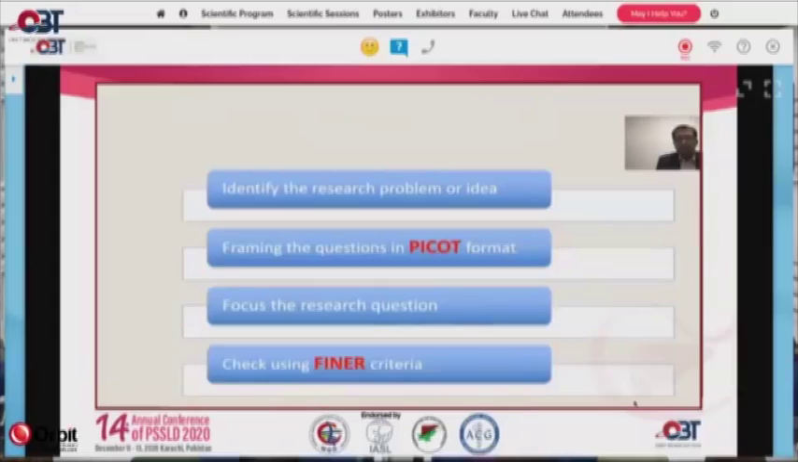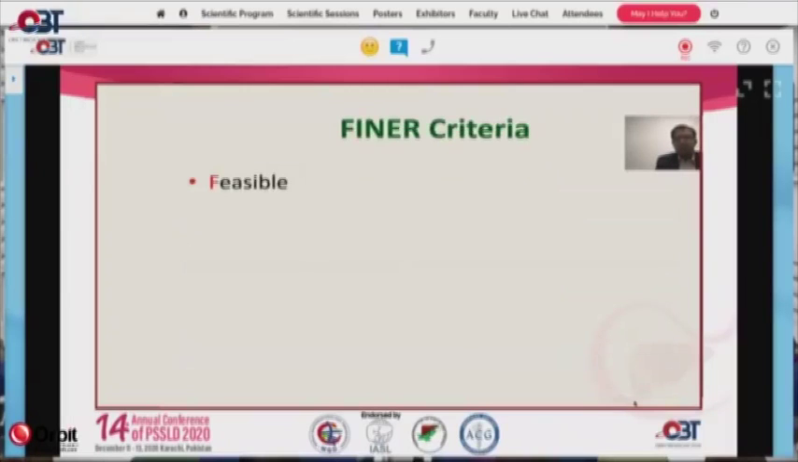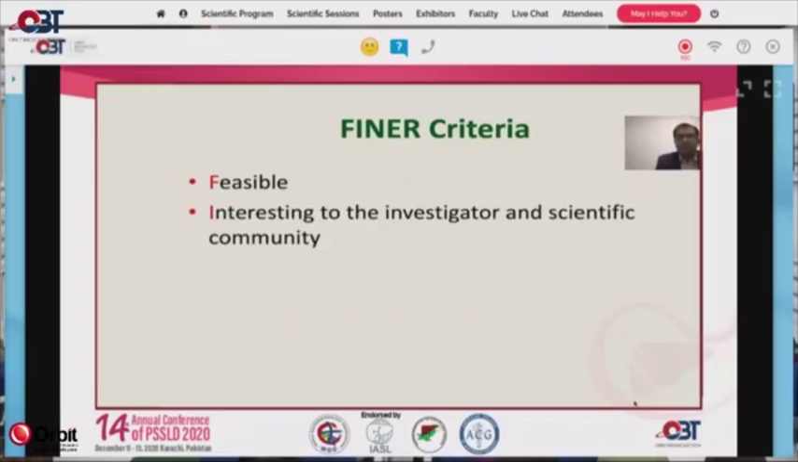Let's skip over this. The last step is then the finer criteria. And what is the finer criteria? So any question that you format in the PCOT style, the last thing you want to do is judge it in the finer criteria. So finer stands for feasible, interesting, novel, ethical, and relevant. So you need to be pretty brutal about this and really ask yourself, does your study question meet these criteria?